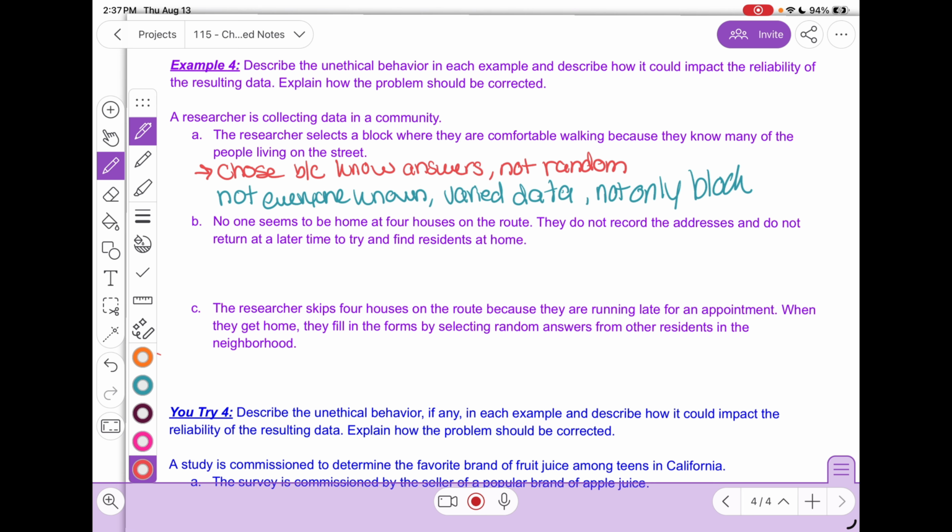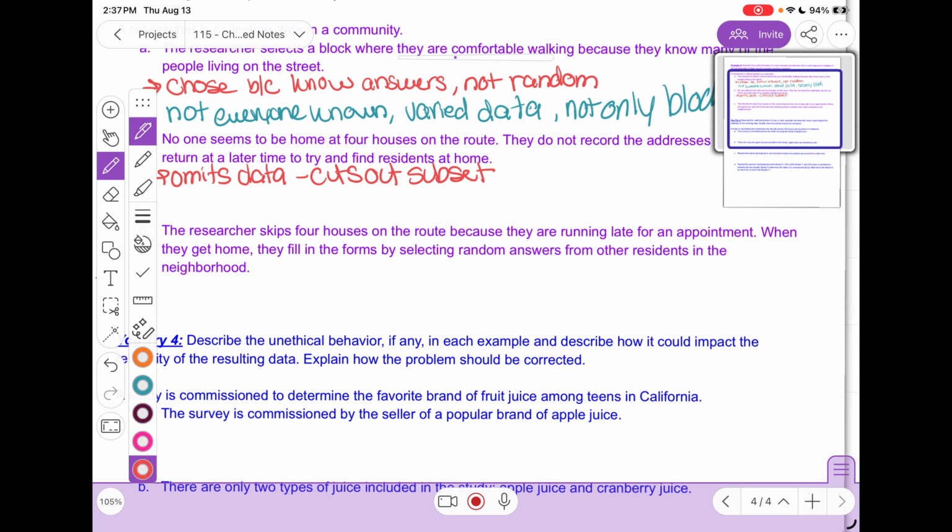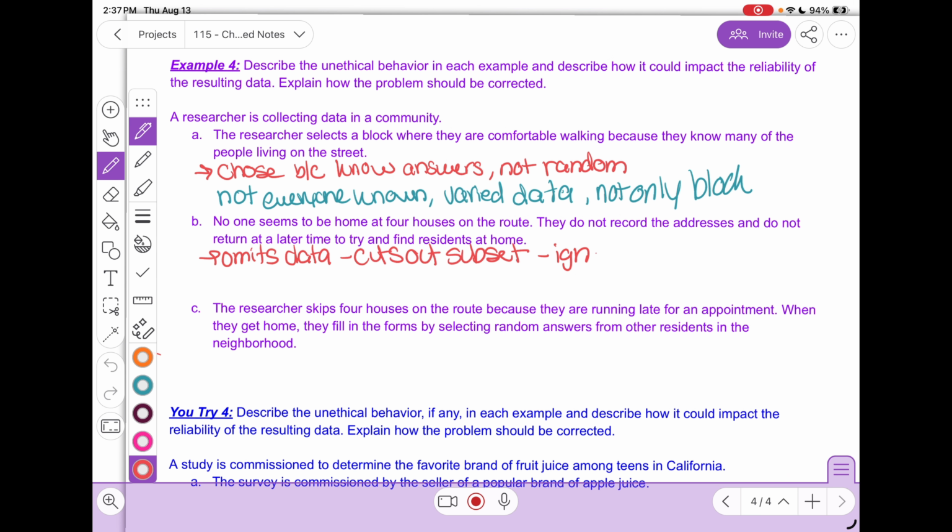All right, let's look at B. No one seems to be home at 4 houses on the route. They do not record the addresses and do not return at a later time to find the residents at home. So what this does is it omits data. Let's say those are working families and those are the only people that work. Now you're cutting out a potential subset. They also don't record that. So by not recording that, you're ignoring that it's cut out.